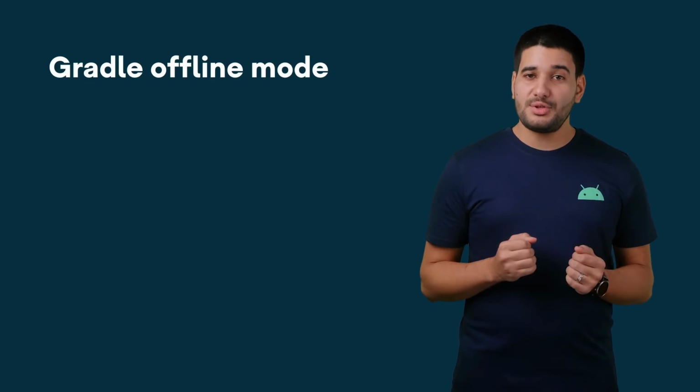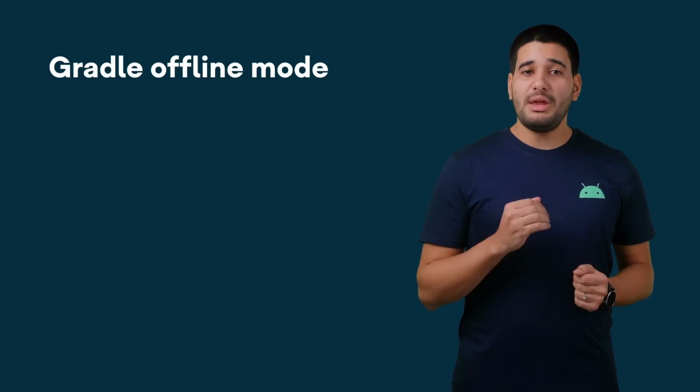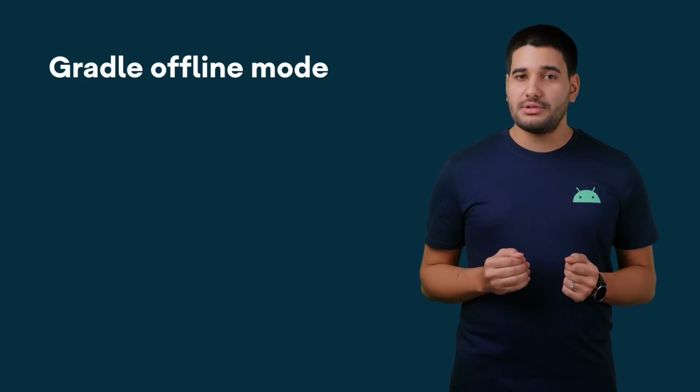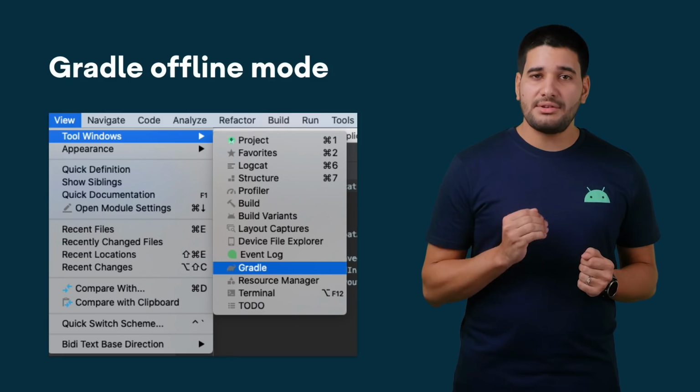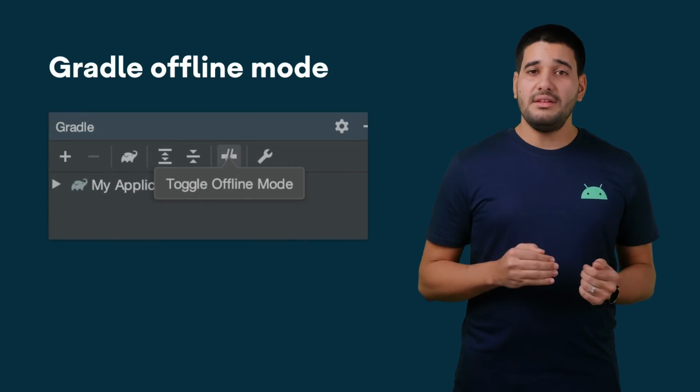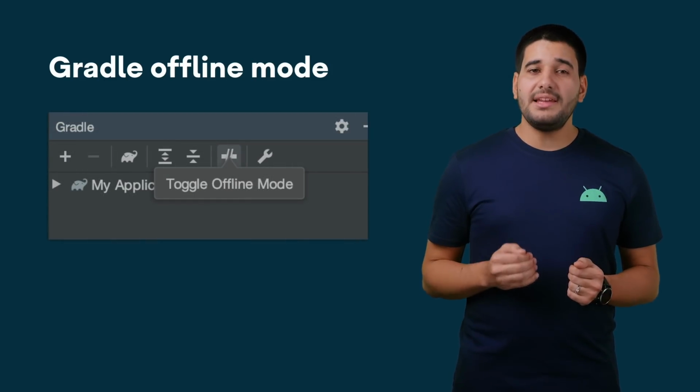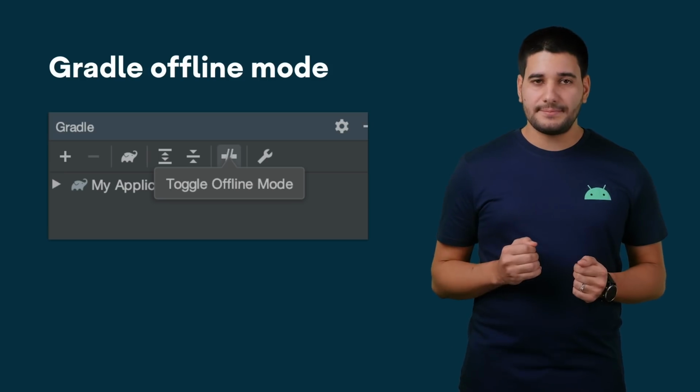When using Android Studio without an internet connection, you may want to enable Gradle's offline mode. To do so, first select View, Tool Windows, and Gradle from the menu bar. Then, near the top of the Gradle window, click on the Toggle Offline Mode button.